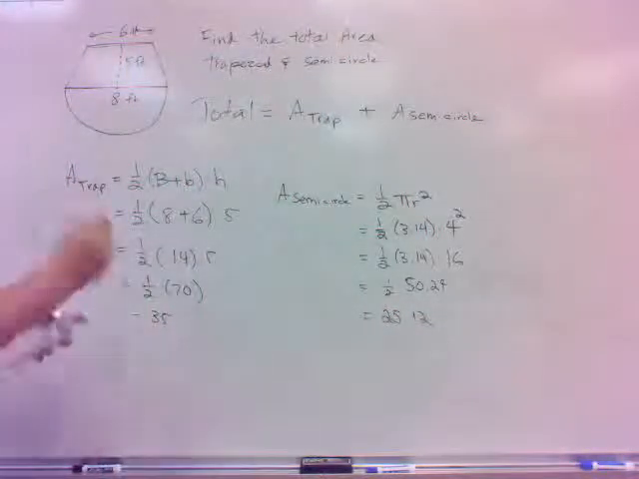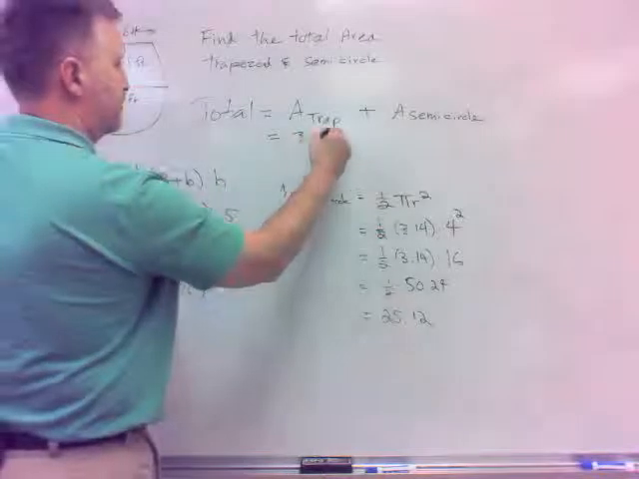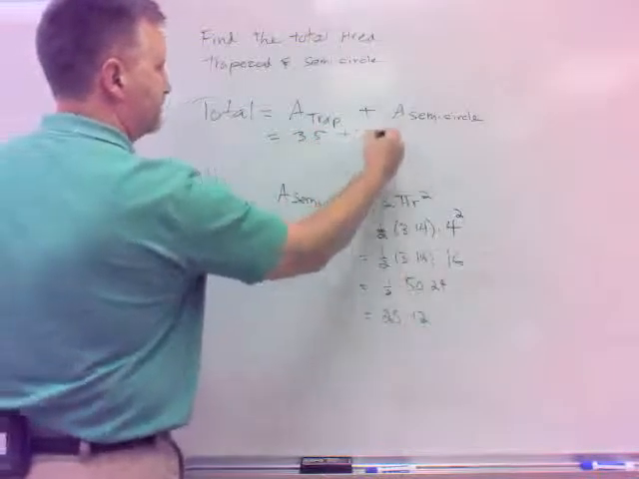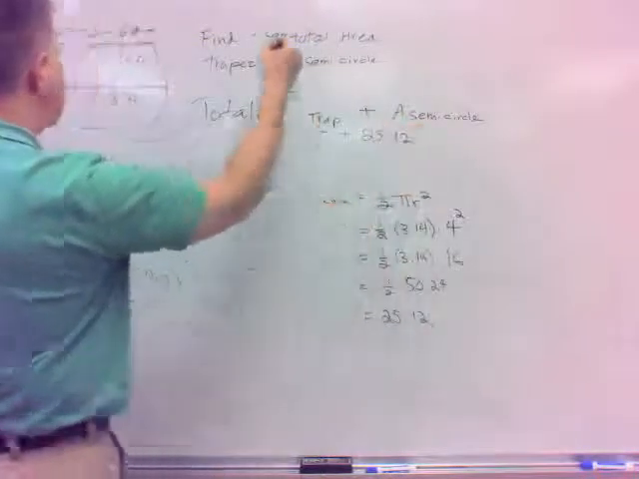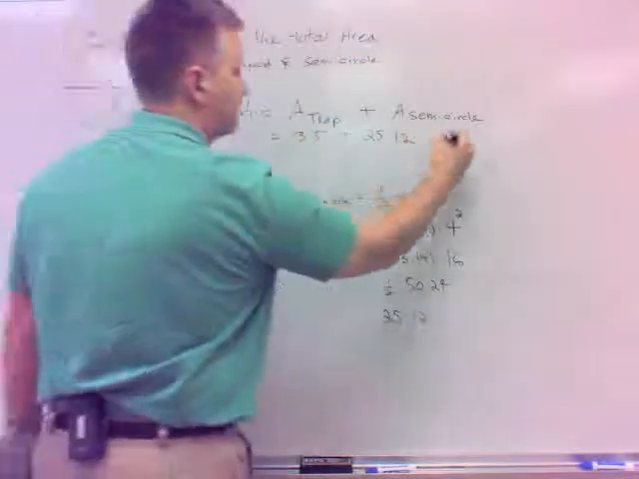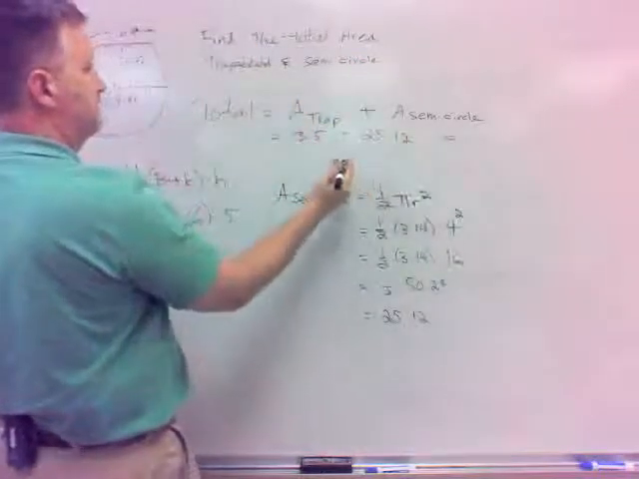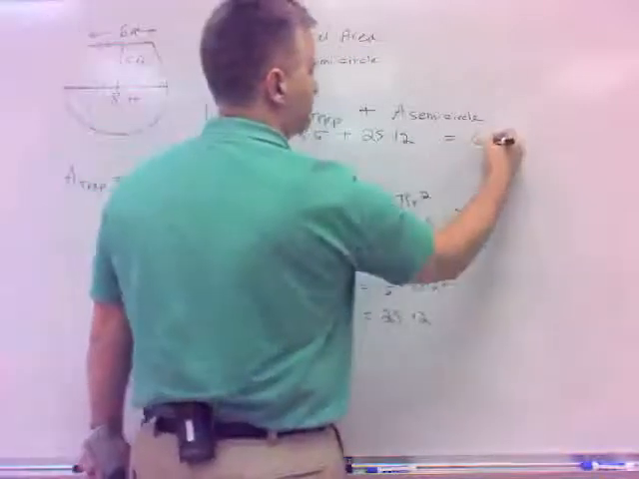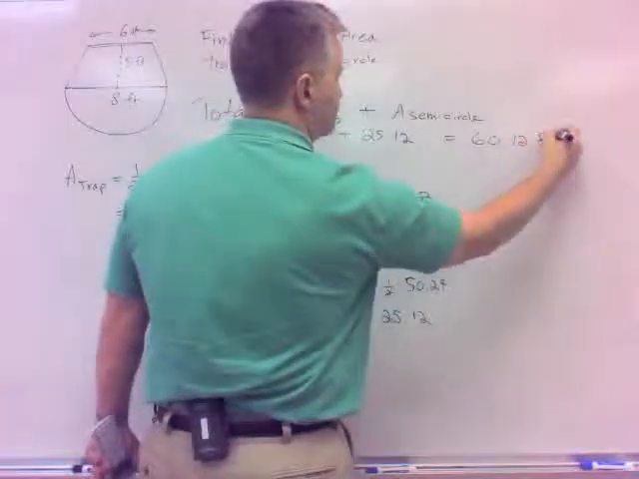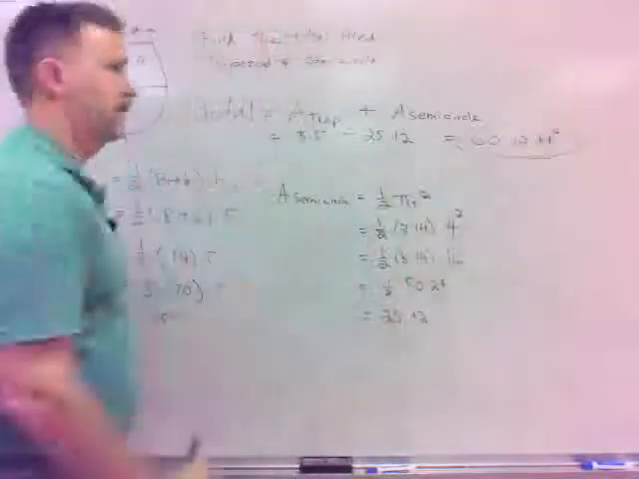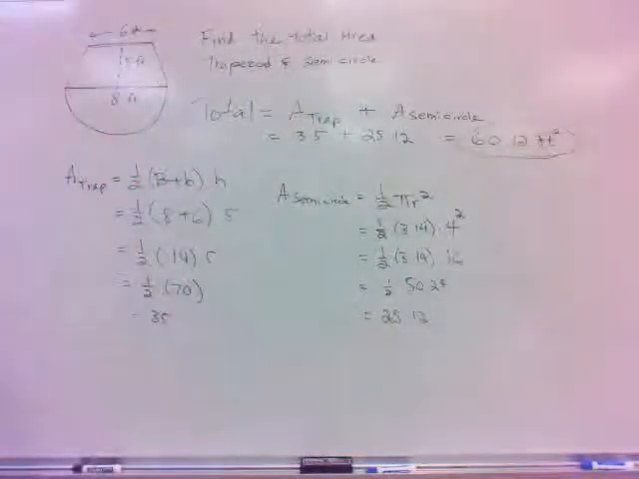So my total area would be 35 plus 25.12, which is 60.12 feet, square units, always for area. Did I do that right? I was going through pretty quick. Is this okay?